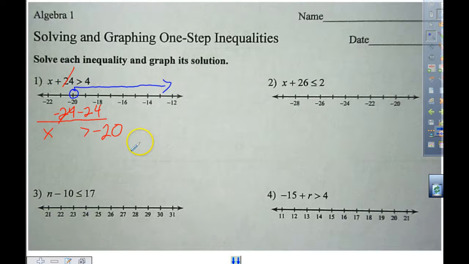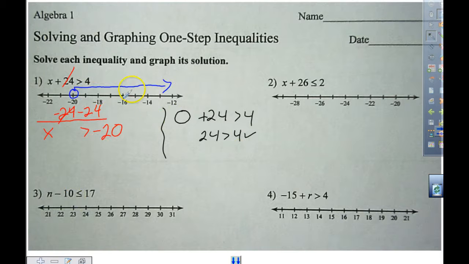Now, if you're going to do a check, could you use negative 20 during a check? Remember, negative 20 is not a solution, so you can't use negative 20 in a check. You can use any number bigger than negative 20 in a check. I'd pick something easy like 0. So you're going to check with 0. 0 plus 24 greater than 4. Yeah, 24 is greater than 4. So that means you went the right direction.